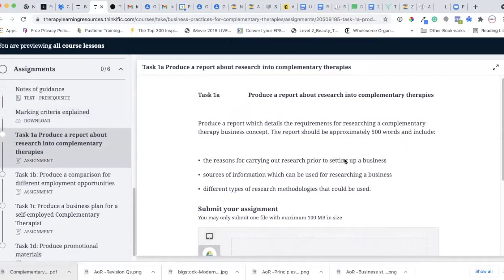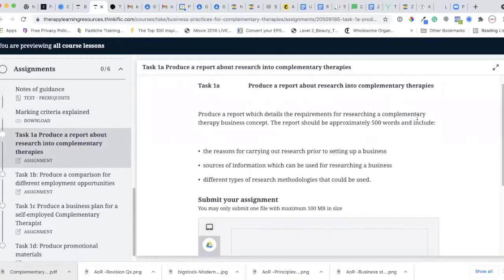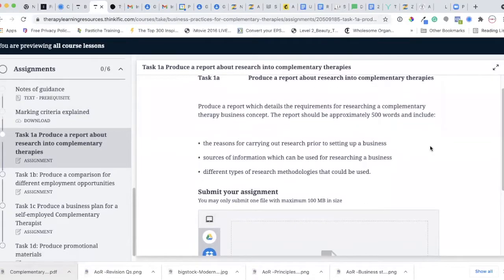So the first one here is about producing a research document. So this is about you researching your business. Who is your client? Are they out there? What do they want? What time of day do they want to be able to come? Because if you find out that your ideal client is only really available on weekends and you're not prepared to work weekends, you've got a problem. So you need to identify that.